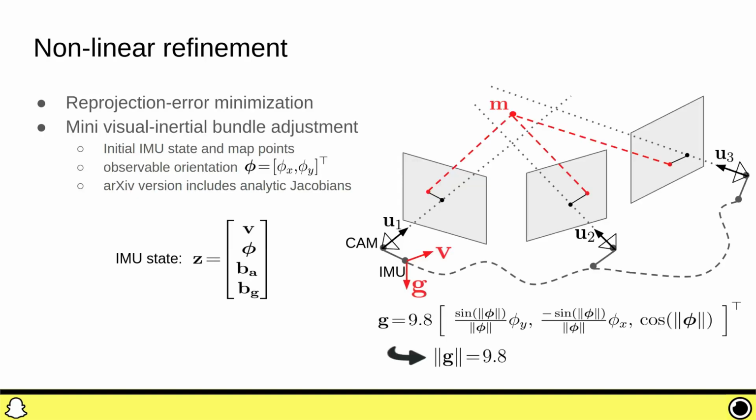To deal with this case, we suggest a nonlinear optimizer with the minimum number of parameters. Unlike the standard visual inertial bundle adjustment that estimates multiple states, only the initial IMU state along with the map points are refined here. In order to avoid a constrained optimization and further reduce the parameter space, the observable part of the IMU orientation is directly modeled, whereby the vector g is replaced by two scalars.